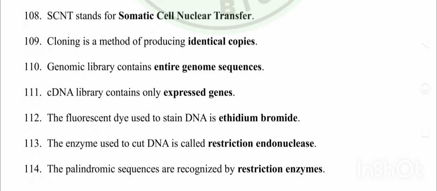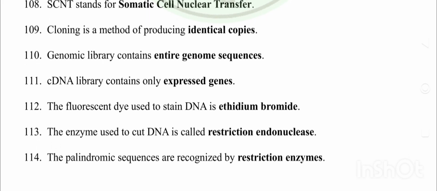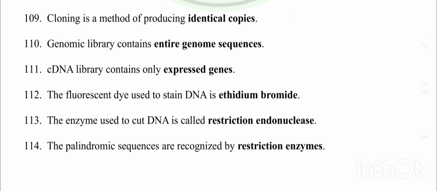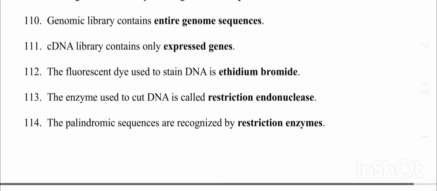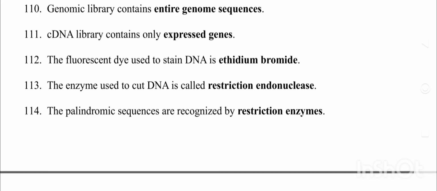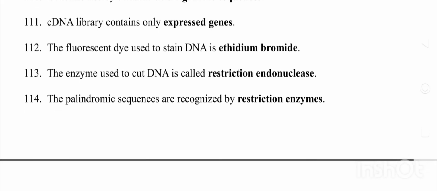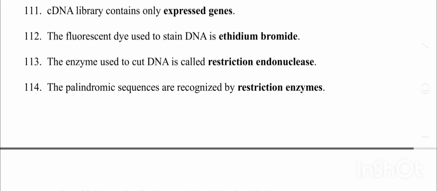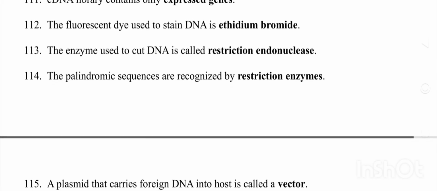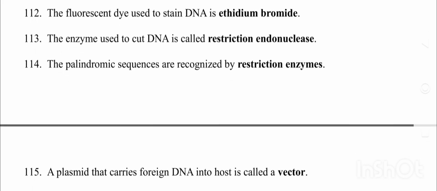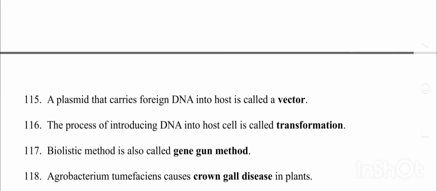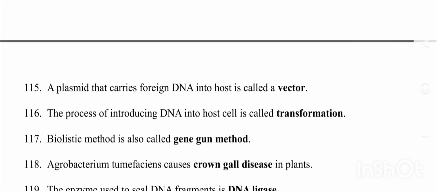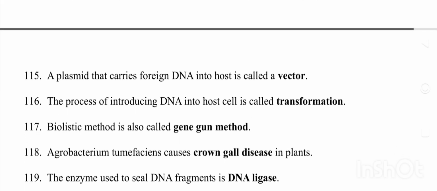112. The fluorescent dye used to stain DNA is ethidium bromide. 113. The enzyme used to cut DNA is called restriction endonuclease. 114. The palindromic sequences are recognized by restriction enzymes. 115. A plasmid that carries foreign DNA into host is called a vector.